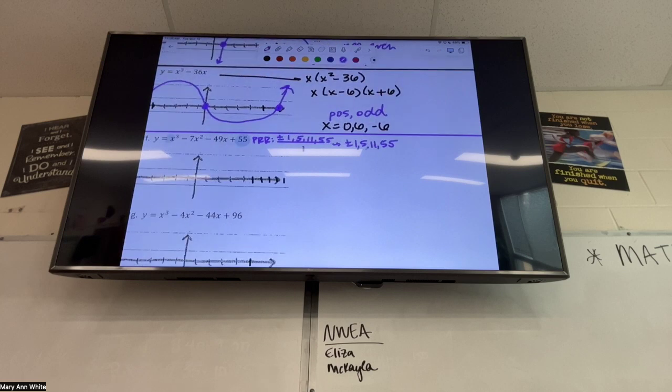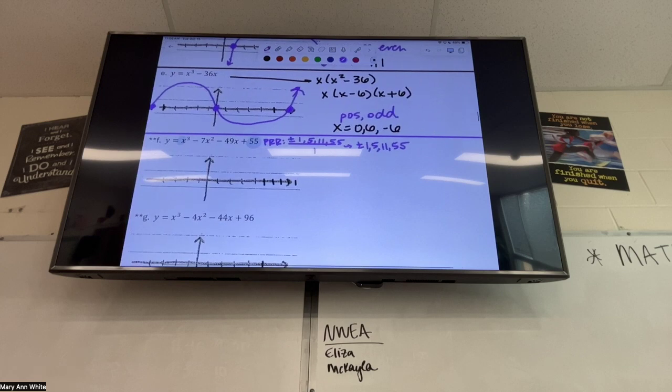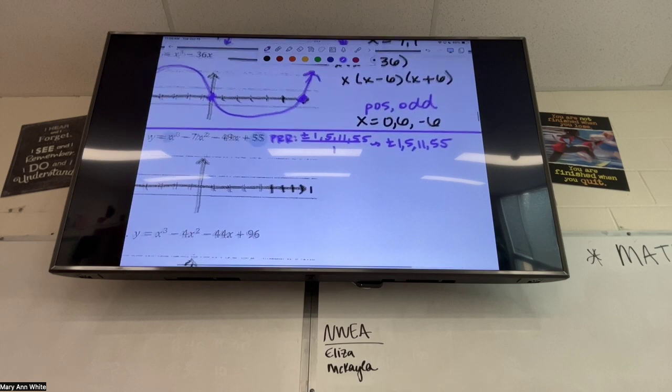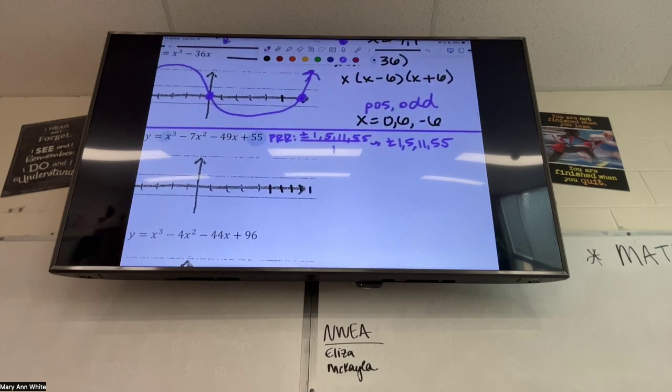Now we're going to take our PRRs and decide which one's going to actually be a factor. And what do we do to figure those out again? What's the math I'm going to do next? Plug it in. Plug it in. Okay. As I write this equation out, I want you to think about maybe what's a good one to start with. 1. Let's start with 1. Sometimes it'll work out on the first one.